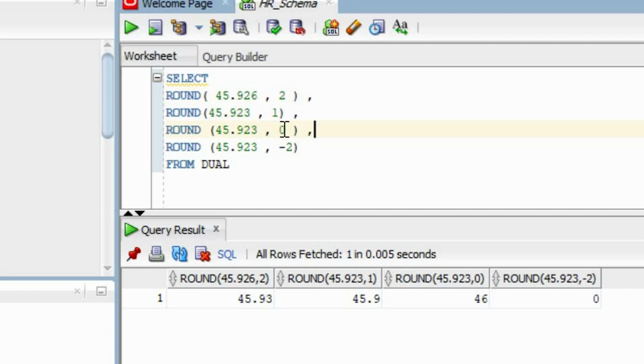If we put the number 0, we are telling the code to just remove all the decimals and set this number to the closest one. 45.9, it should be 46. Here it is. And if we add this -2, we are saying to remove all the decimals and round this one from left to right to be -2, which is 0. Clear? Let's move now to the next function, which is TRUNC.